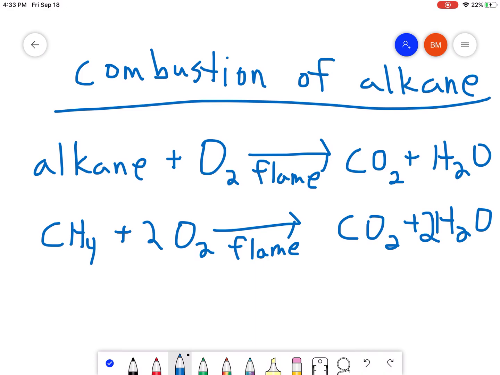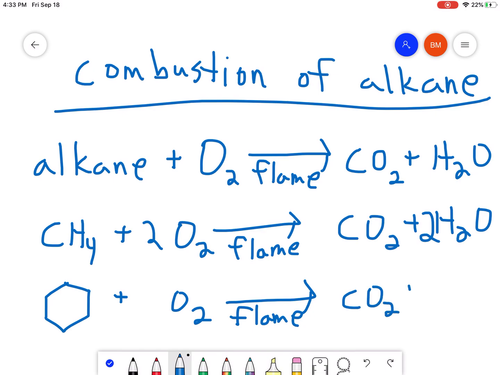We could take cyclohexane, which looks vastly different from CH4. But really, again, react it with O2, put it in a flame, you get CO2 and H2O. Very, very predictable. To balance this one, we'll need a 9 there, a 6 there. Whoa, that's an ugly looking 6. Sorry about that. 6 and 6 here.